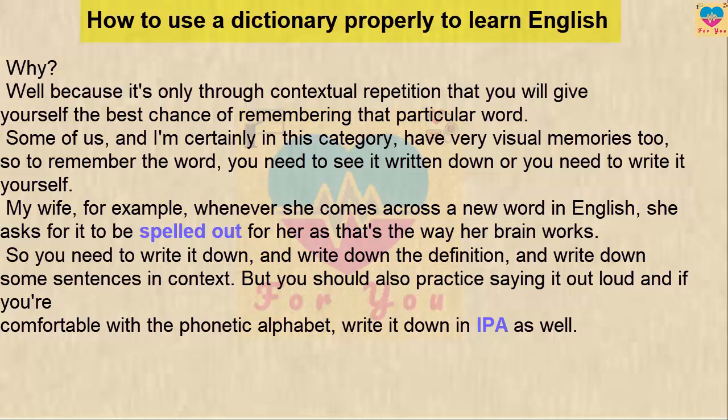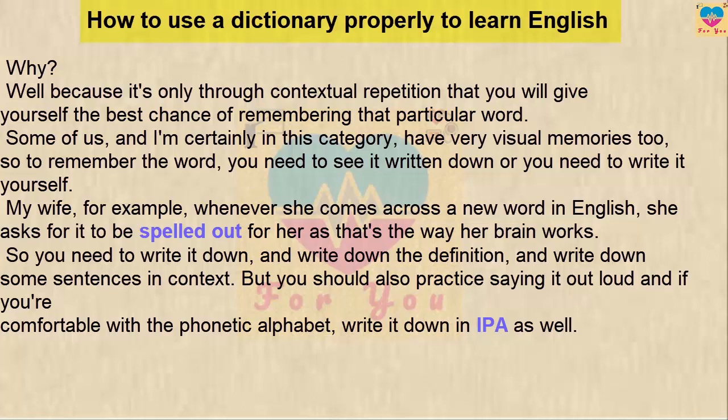Some of us, and I'm certainly in this category, have very visual memories too. So to remember the word, you need to see it written down, or you need to write it yourself. My wife, for example, whenever she comes across a new word in English, she asks for it to be spelled out for her, as that's the way her brain works. So you need to write it down, and write down the definition, and write down some sentences in context.